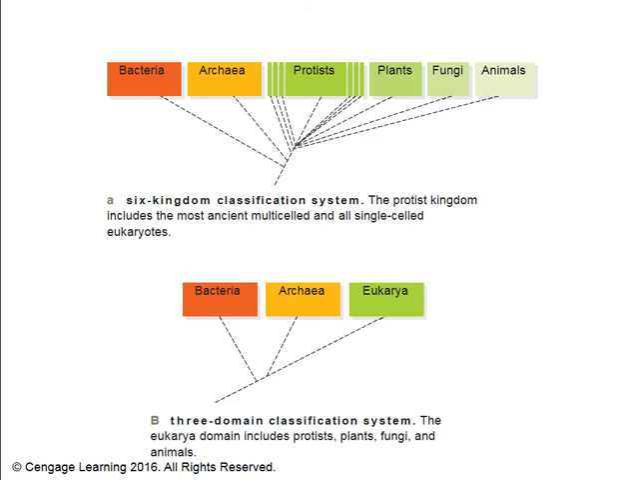So let me see if I can get my cursor on the screen invisible. Hoping this is going to show up. So here you see the ancestor, and here you see bacteria branching off first to the left. So starting at the bottom, the first line that branches off is bacteria. The next one that branches off is Archaea.